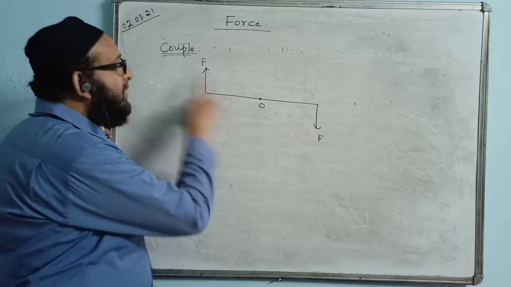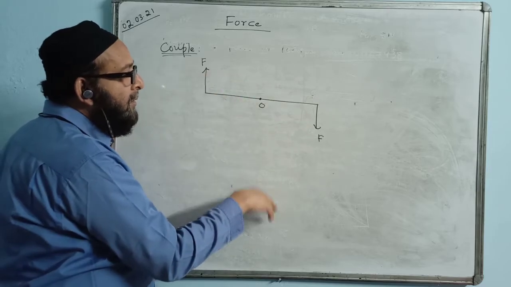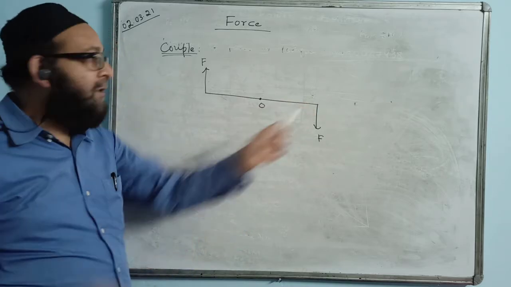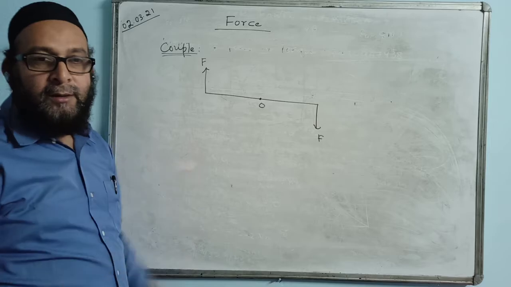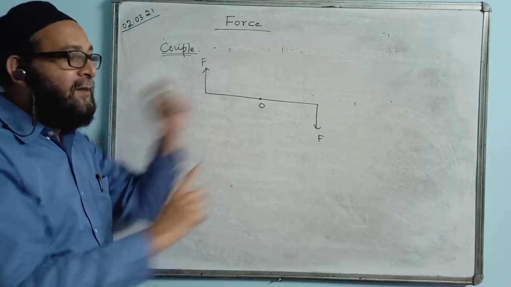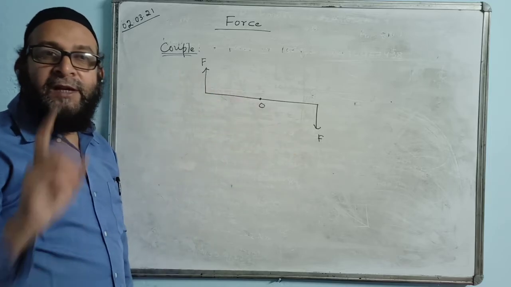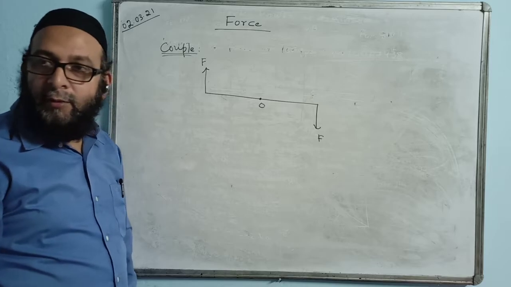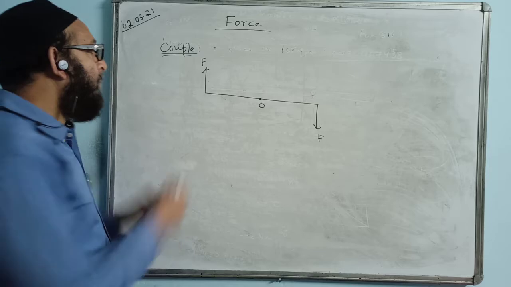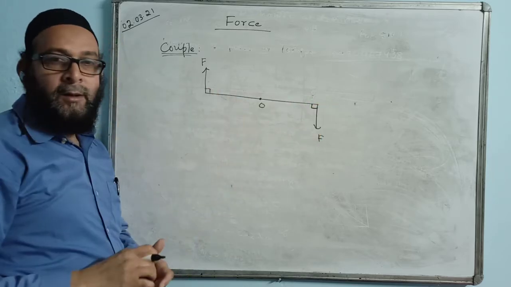So if two forces equal in value but opposite in direction are applied so that they are not acting at the same point, then what will they do? They will produce rotation in the body. There will be a rotation, a turning effect in the body. And such forces are called a couple. The definition of couple: a pair of equal and opposite forces producing rotation in the body is called a couple. This force and this force both must be acting perpendicular to the body.